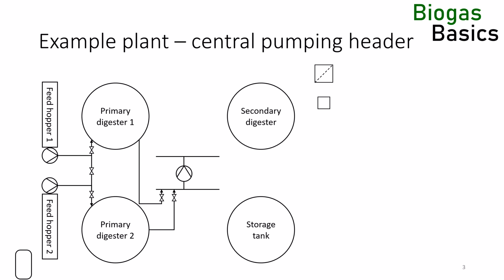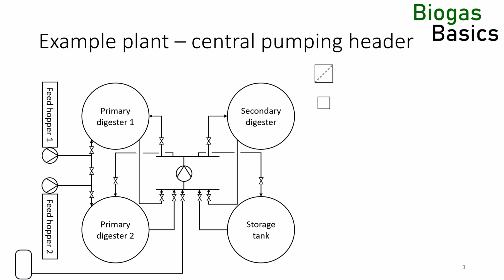We can pump from primary digester 1 and 2, from the secondary digester and the storage tank to the primary digesters 1 and 2, the secondary digester and the storage tank. The import tank for liquid feedstocks is connected to the suction header and liquid feedstock can be pumped into every tank. Further, the dilution stream for the liquid feeding system at primary digester 1 and 2 is connected to the discharge header. We can use digestate from the primaries, the secondary, and even from the storage tank and import tank to dilute the solid feedstock before feeding.